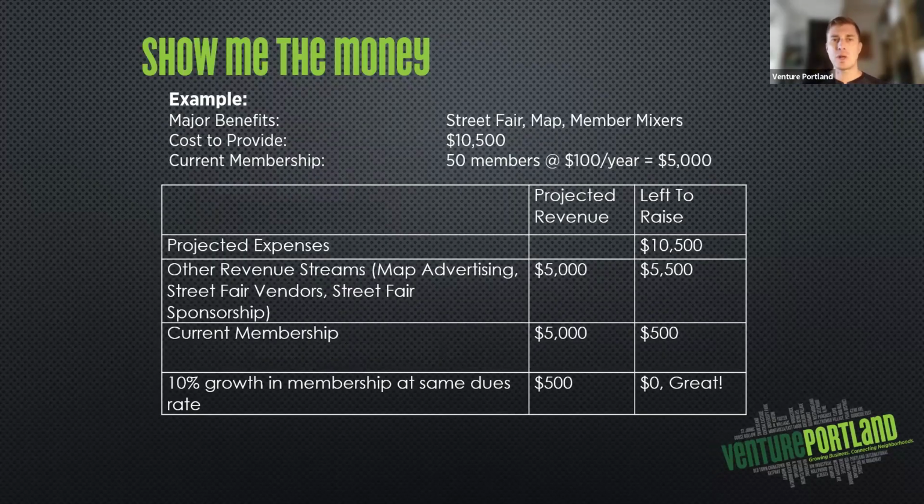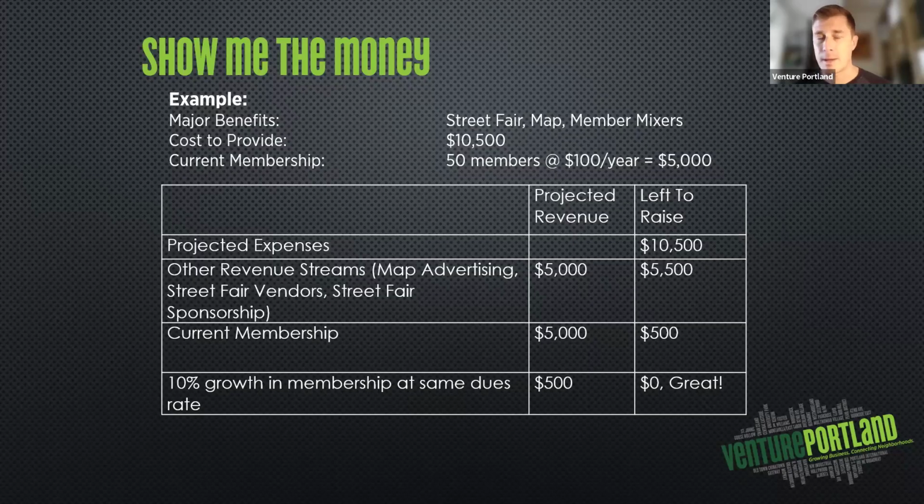Okay, so here's just a quick example of thinking about membership growth. So let's say your major benefits are your street fair, your map, and your mixers. And for the whole year, that costs about $10,500 to produce. Currently, you've got 50 members. They pay $100 a year. That's kind of on the low side.